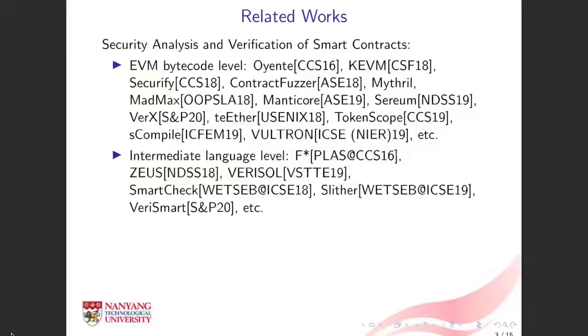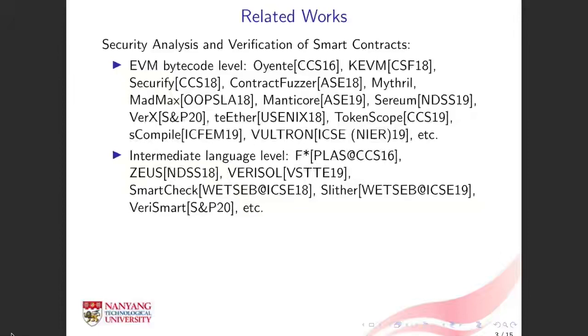Some of the existing works conduct verification or security analysis on EVM bytecode. For instance, Oyente is a symbolic execution engine which targets bytecode running on the Ethereum virtual machine. In addition, KEVM is the semantic encoding of EVM bytecode in the K framework to facilitate the formal verification of smart contracts at bytecode level. A set of test oracles is defined in ContractFuzzer to detect security vulnerabilities at EVM level.